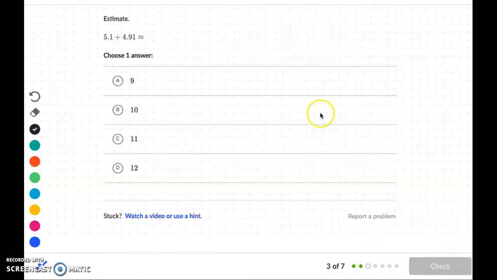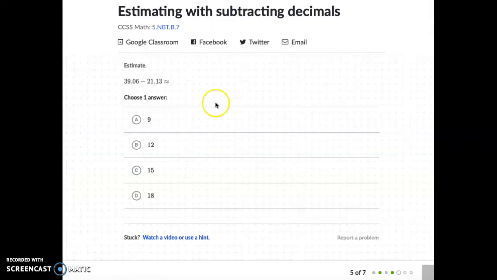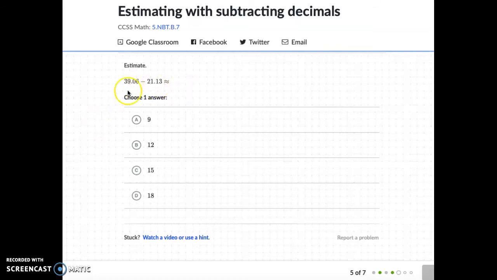Now we're going to be moving on to estimating with subtracting decimals, which is another topic that is going to be on your project and heavily graded. We're going to be talking about estimating with subtracting decimals. It's basically the same exact thing as estimating with adding decimals. However, we're just subtracting the numbers rather than adding, and we're still going to be rounding. So let's write this problem out.